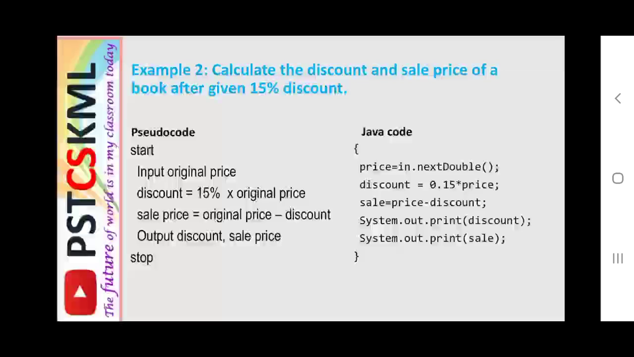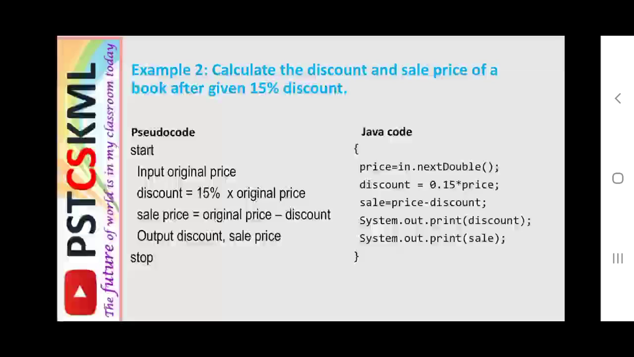Next, double parenthesis, semicolon. So your D must be a capital letter. Okay. Next, after that the D will be a capital letter. So you input the value for price. Then you try to find the discount, 0.15. So 15%: you cannot use 15% in Java coding. You have to use 15 over 100, or directly convert to 0.15, which is easier, times price.